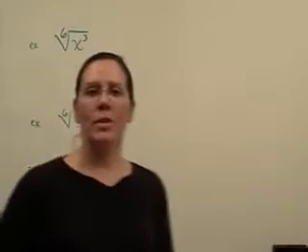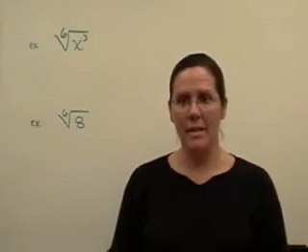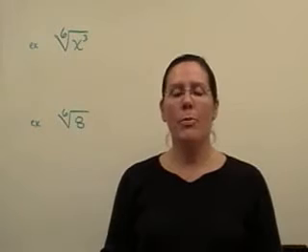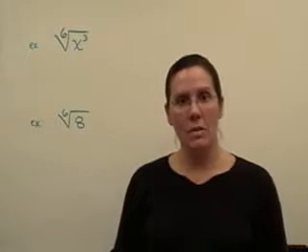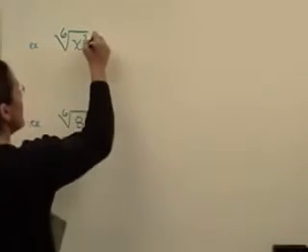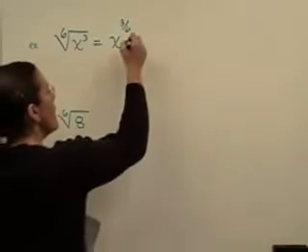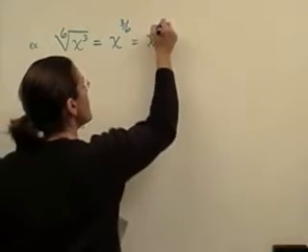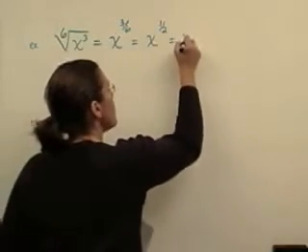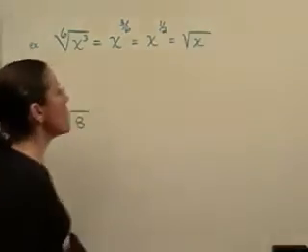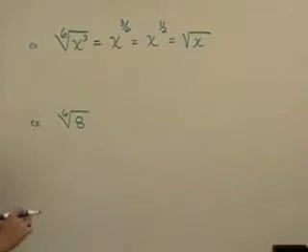A couple of examples here. The directions just say to simplify these expressions. Remember all the properties that we've learned. If I want to take the 6th root of x cubed, I can write that as x to the 3/6 power. And then I can simplify that 3/6 to 1/2. And then finally I get to say, oh, that's just the square root of x. I'm done. I've simplified that expression.